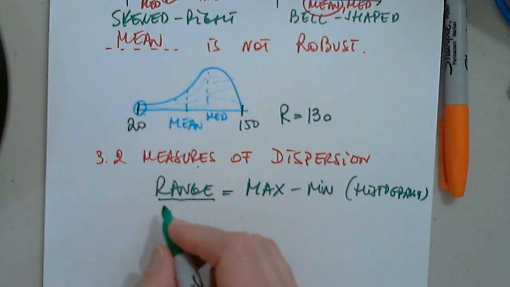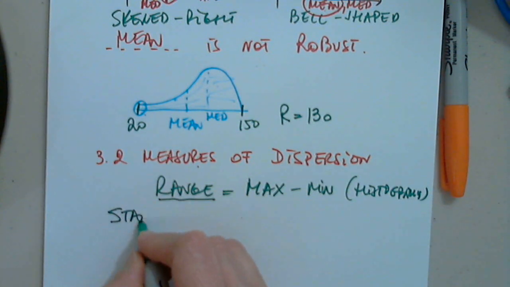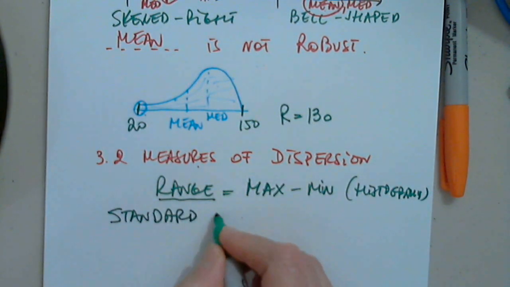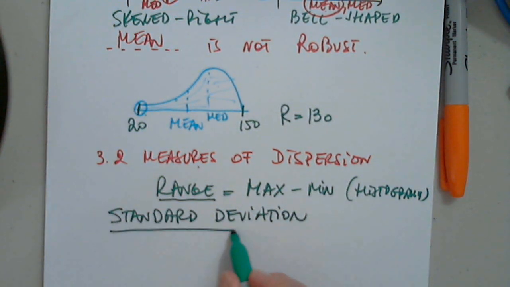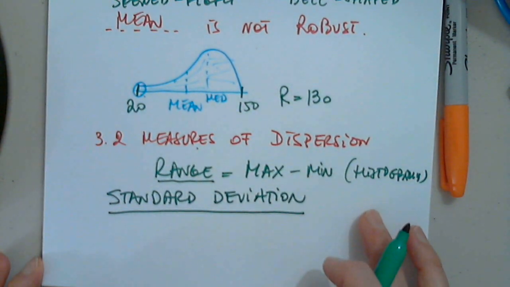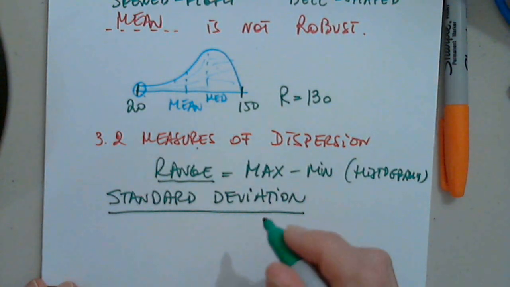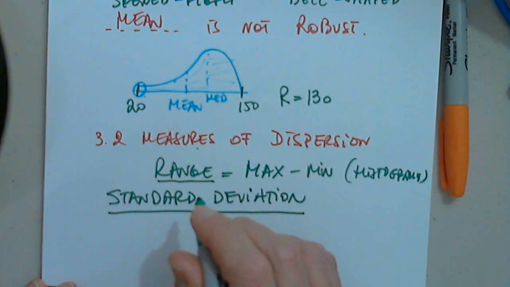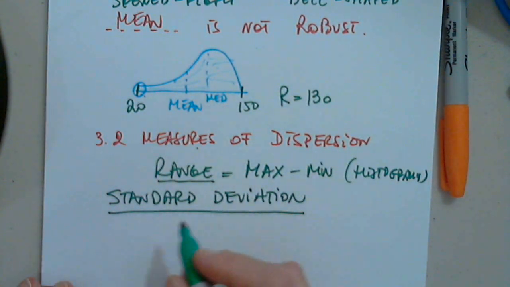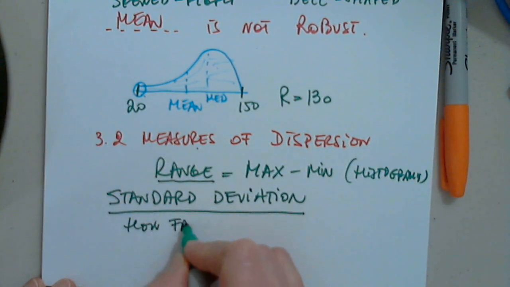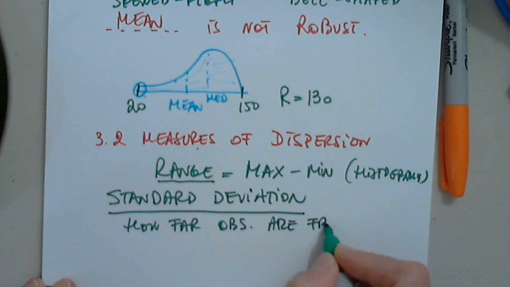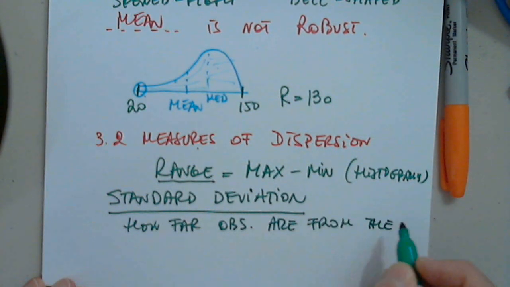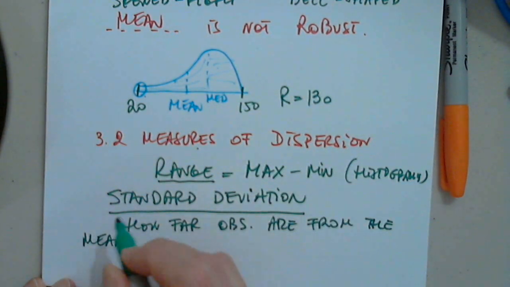The next one is what is called standard deviation. So the standard deviation really tells us how far observations are from the mean.